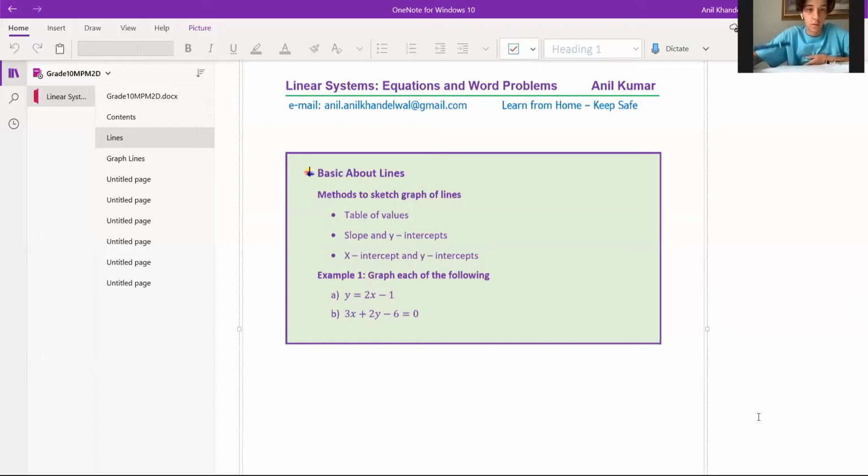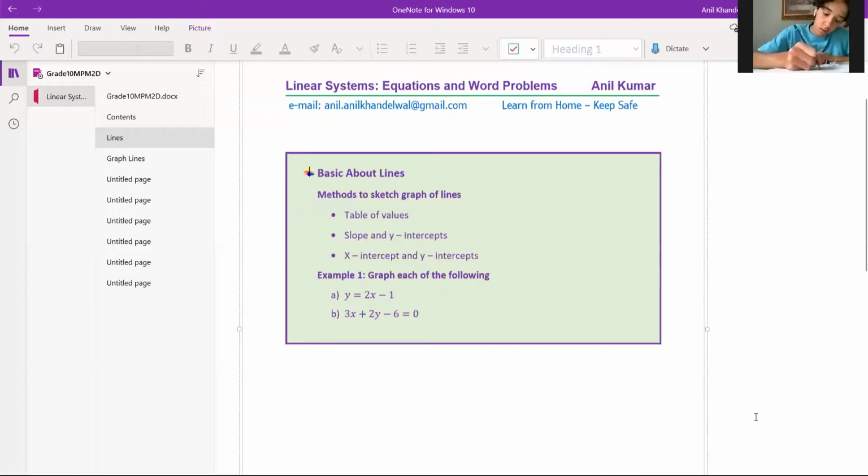Yes. Now here is an example for you. You can actually note the example. You need to graph each of these lines. y equals 2x minus 1. So that is my first line. And this equation is in which form? I forgot the name. Slope and y-intercept form. What is the slope and what is the y-intercept in this equation? The y-intercept is -1, and the slope is 2. That's absolutely correct. So can you sketch this line and show it to me?